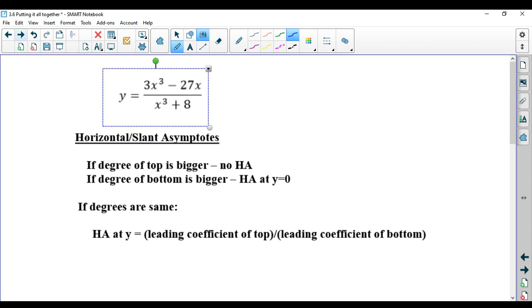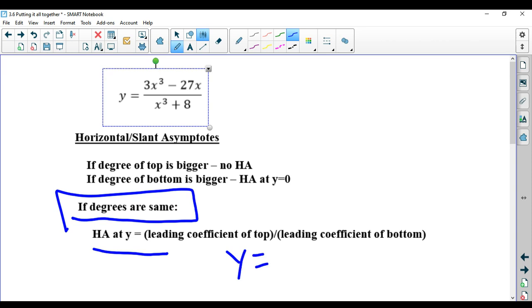Finally, horizontal asymptotes. For this rational function, you notice that the degree of the top and the bottom are the same. So there is a horizontal asymptote of y equals the leading coefficient of the top, which is 3, over the leading coefficient of the bottom, which is 1. So y equals 3 is the horizontal asymptote. And that's it. That's your quick review for asymptotes and intercepts.